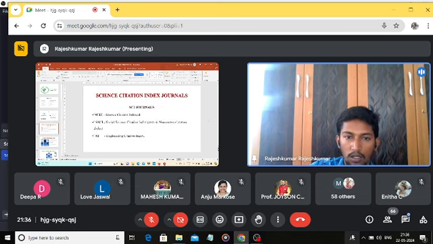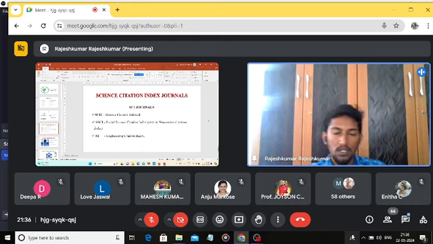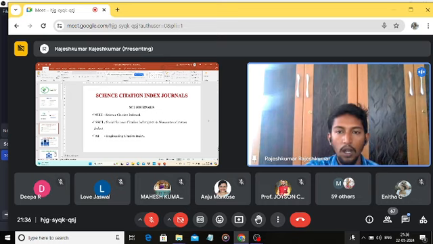And this is the main thing about the Science Citation Index. It has various types. It is specified and separated for journals in microbiology, biotechnology, or any other streams, like computer science, computer application, information technology, or computer technology. For all of these people, it represents a separate Science Citation Index.